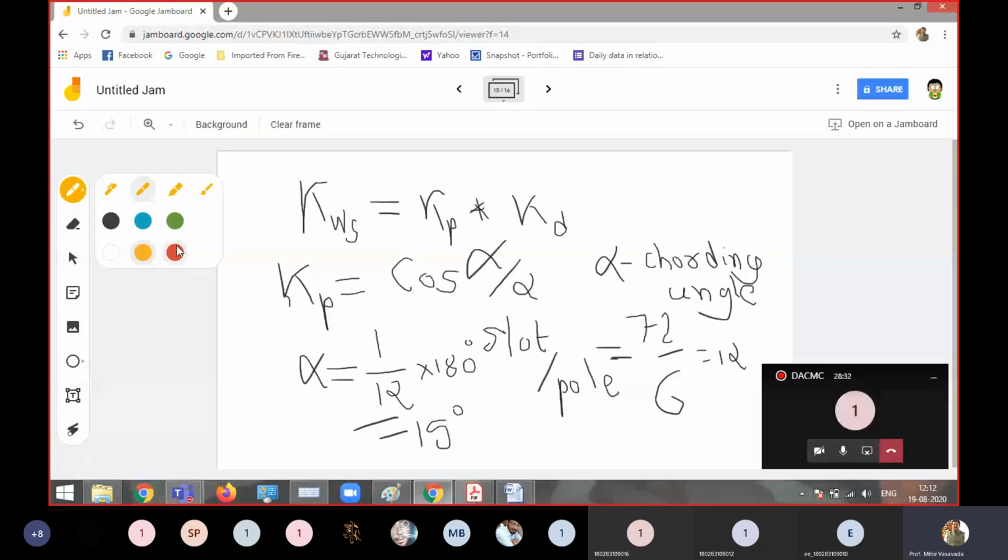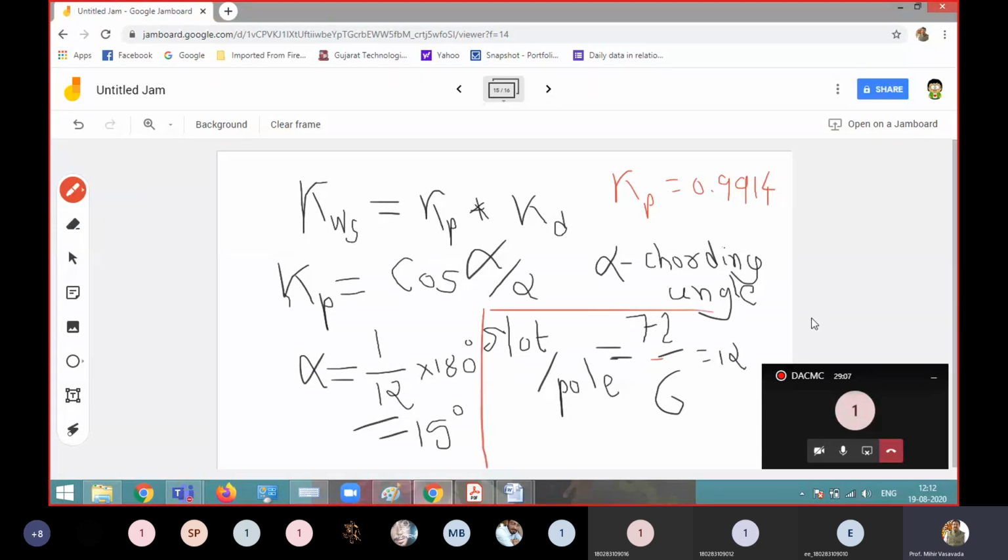Then your value of Kp, that is the pitch factor, is 0.9914. Check it. And write all this stuff that you feel you need to write down. Here I have got 0.9914, right? Kp. So this equation, this concept of alpha, all this you should write. Clear? Those who have understood and written this Kp should go for Kd now.